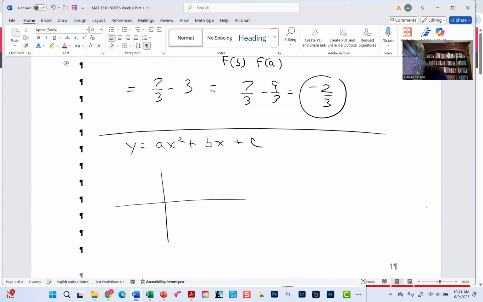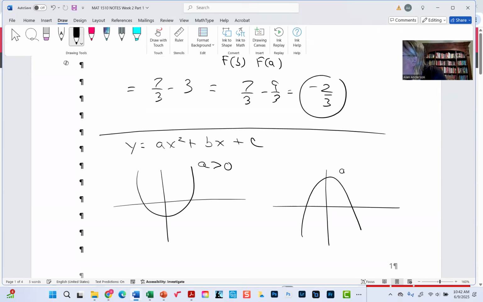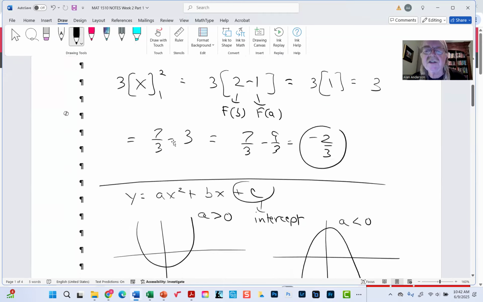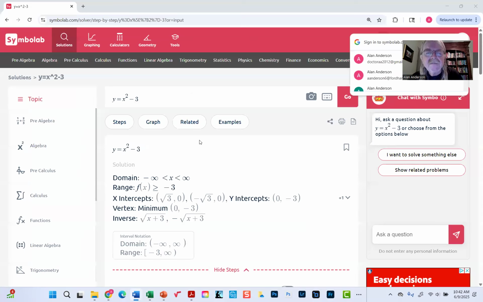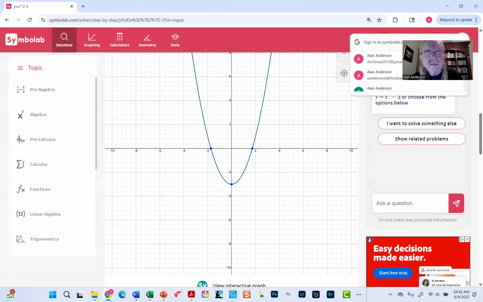So let's say here we have this piece. That indicates that a, whatever it is, is positive. Here, we know that a is negative. And the c is the intercept, the vertical intercept, I should say. So because in this case, our function is x squared minus 3, we know that the parabola is facing up and the intercept is -3. So I'm going to copy that Symbolab graph, that very beautiful graph, into my document here.